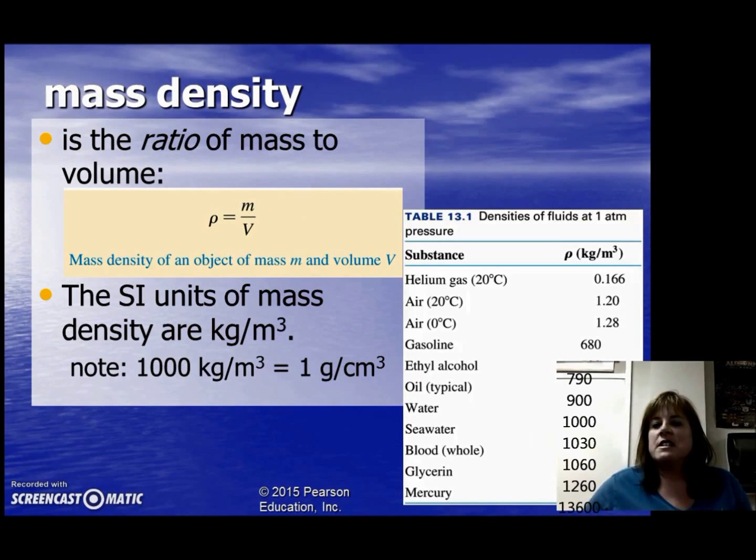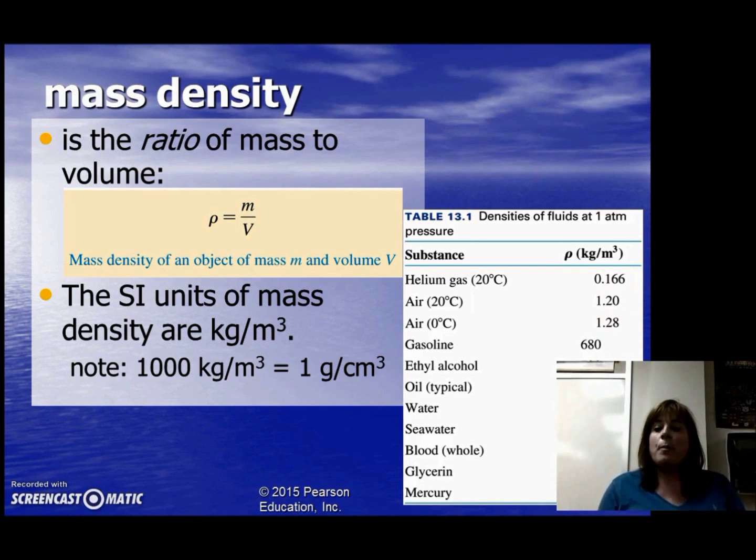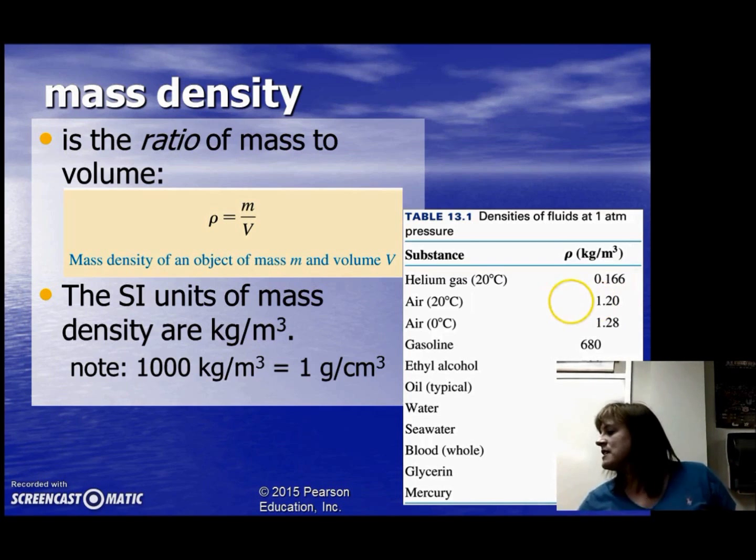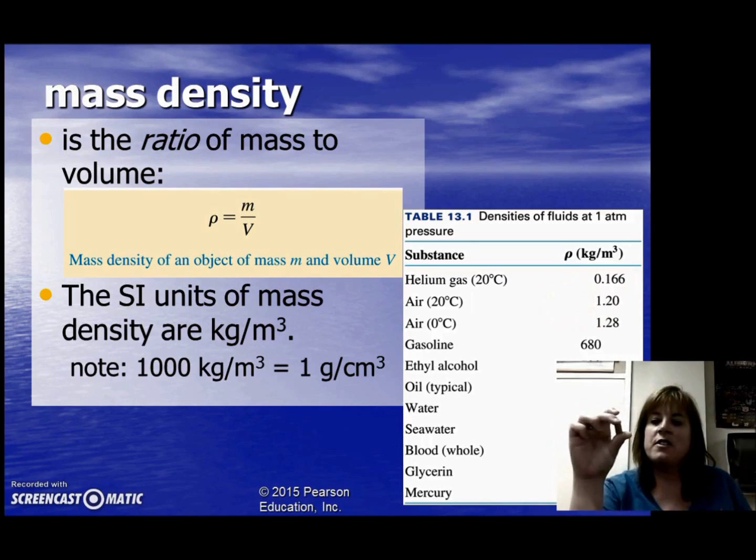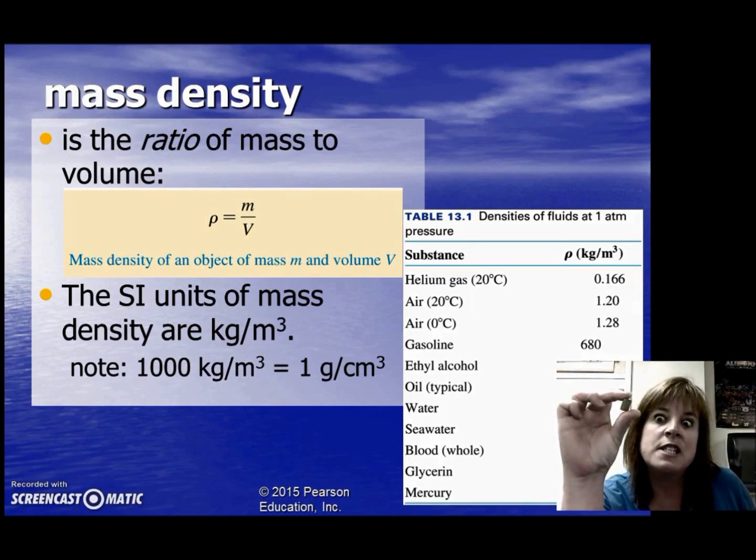Fluids all have different densities. Gases, obviously, because the molecules are farther apart, have much lower densities than our liquids. Temperature also affects density, but density is a useful property. One, I can use density if I have something I don't know and I want to know what it is. So, for example, I found this in the closet and it looks like gold. How do I know it's gold?